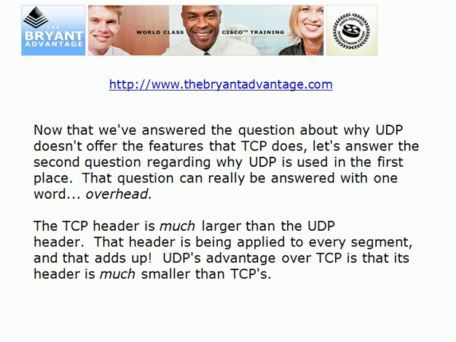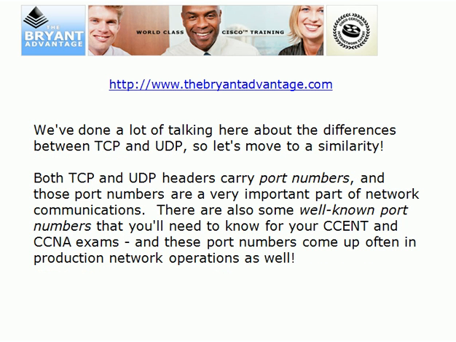Because of the overhead. The TCP header is much larger than the UDP header, and over time that overhead adds up. So that's UDP's advantage over TCP, that its header is much smaller than TCP's. As I mentioned a moment ago, here's a similarity between the two. Both TCP and UDP headers carry port numbers. Remember, we're not dealing with IP addresses in these headers. We have port numbers, and these port numbers are a very important part of network communications.